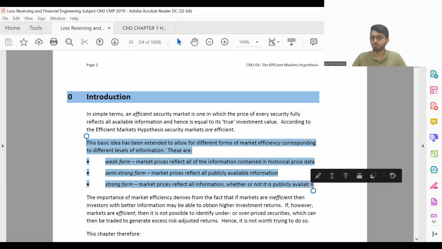So these are the three forms of efficiency which we will be looking at. We will look at what we mean when I say a market is weak form efficient. Next, how can I test that? And then in practice, for the stock markets which we see, whether in our country or in various other developing or developed countries, which form of efficiency do they have?